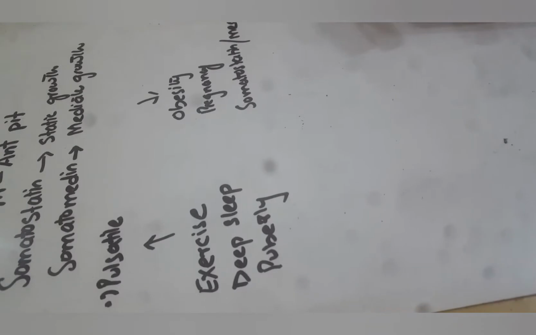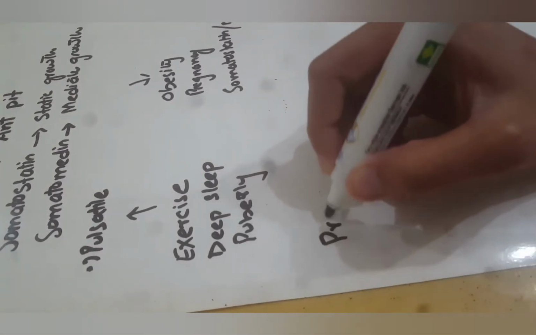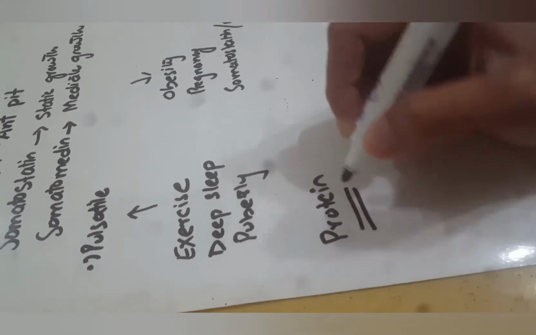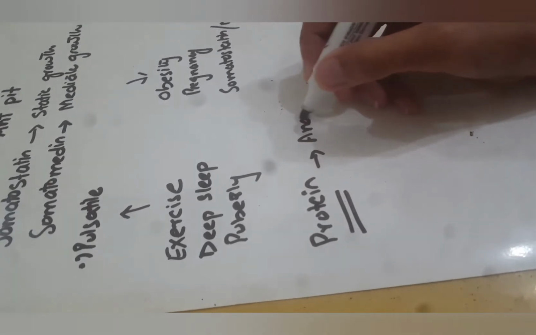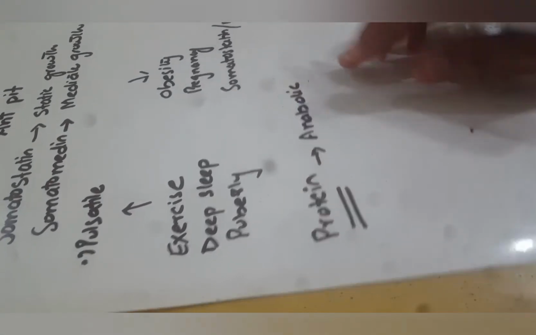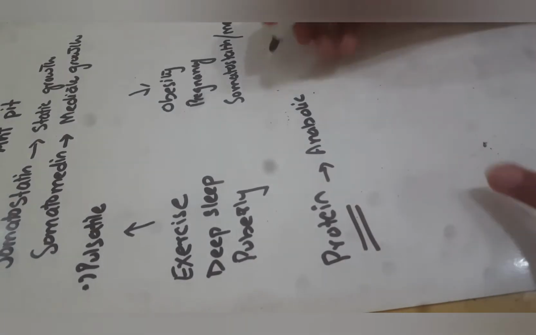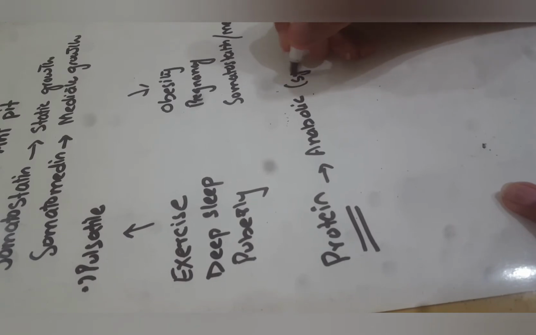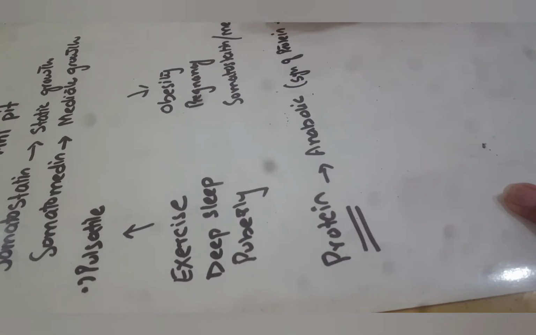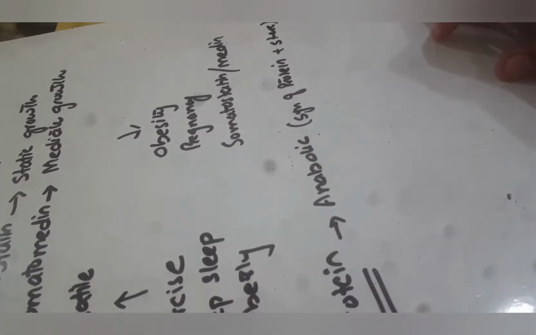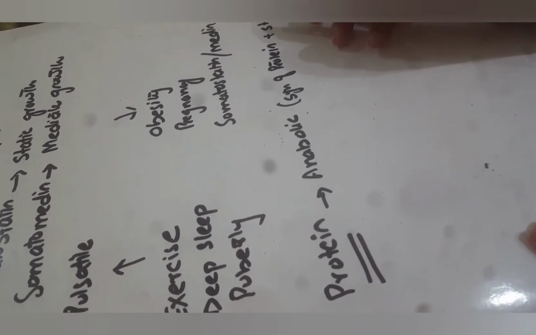Now we will learn the action of growth hormone on proteins. What is the action of growth hormone on protein? The action is anabolic. What is meant by anabolic? It means the synthesis of protein and storing it, storing protein in the muscle and increasing the lean body mass.